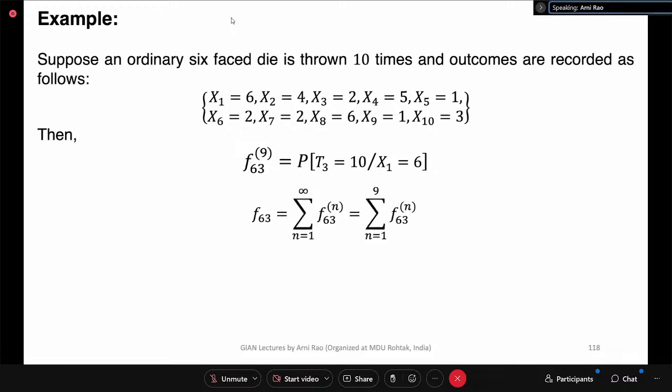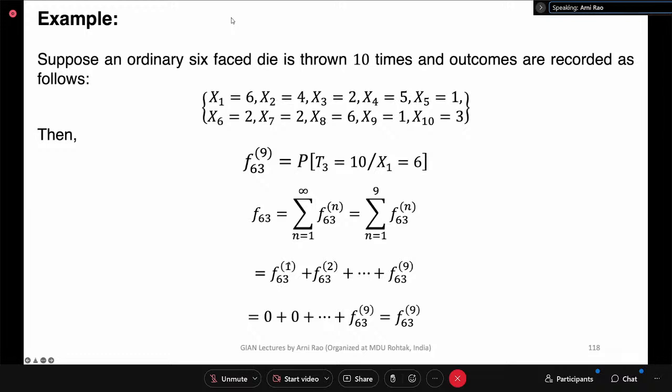So F63 is the sum over n equal to 1 to infinity, here n equal to 1 to 9, of F63 at all the time steps. So F63 is the sum over the number of times reached from 6 to 3: F631, F632, F639. So all are 0, 0, 0 until the 9th time step, because they are all 0.